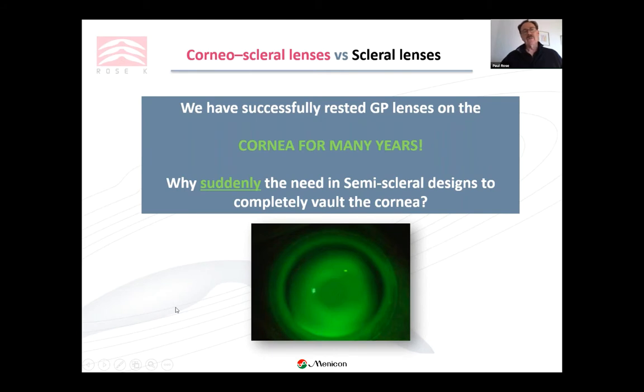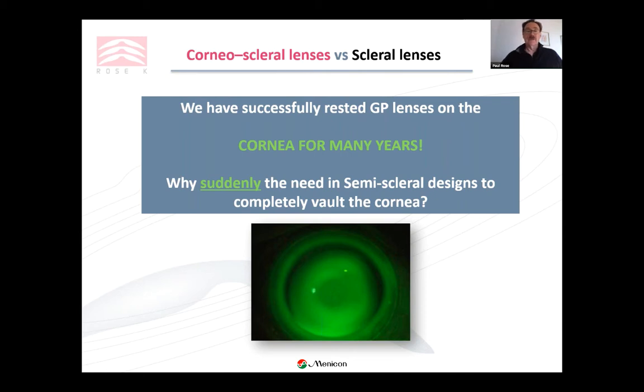Before we go into that, I just want to talk about the past. You know, we've successfully rested GP lenses or corneal lenses on the cornea for many years. You go to a scleral lens conference or talking about scleral lens, and you find immediately the lecturer will start saying, you mustn't touch the cornea. And that is very true if you've got no movement. If you don't have movement, you don't have tear exchange, you do not want the lens to rest on the cornea. But if you do have tear exchange and movement, it's not a problem at all.